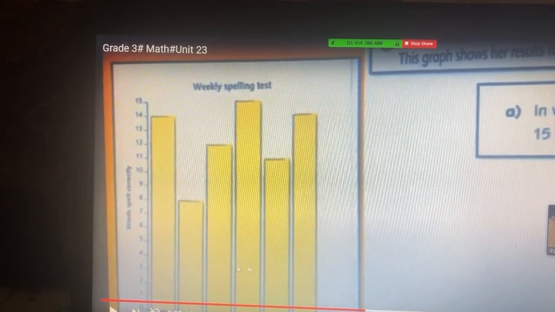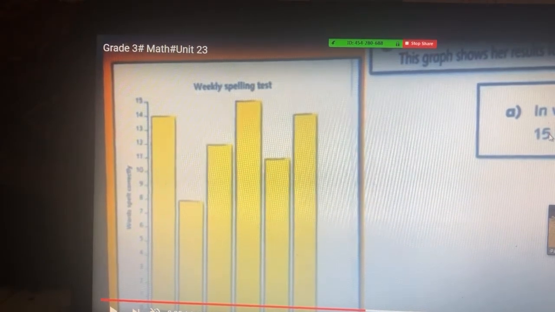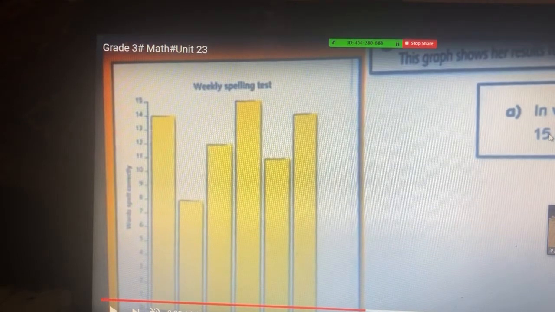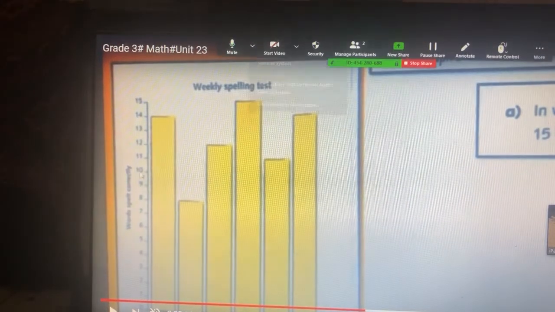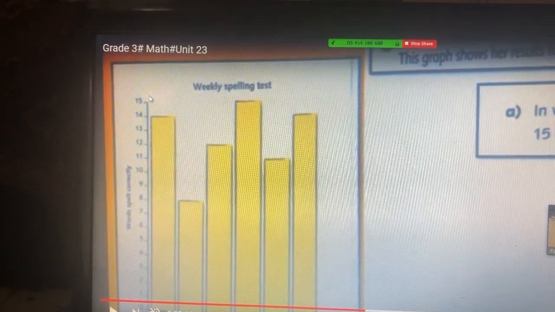Which part shows? I'm searching for 15 out of 15. So I'm searching for the scale of numbers. Excellent. Here, I'm going to search for 15. Where is 15? Here. This is 15, right? Yep. Now I need to find it.